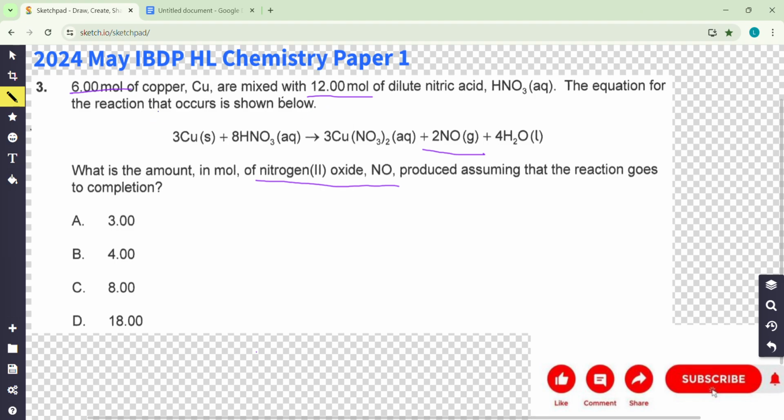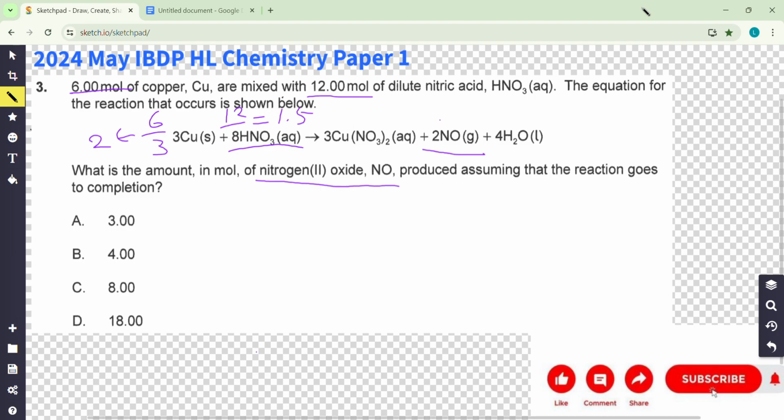This one, copper, is 6/3, so 2, okay? Nitric acid, 12/8, so just 1.5. Oh, the smaller one decides the thing. So the limiting factor is here, so only 1.5 of the reaction will be made.